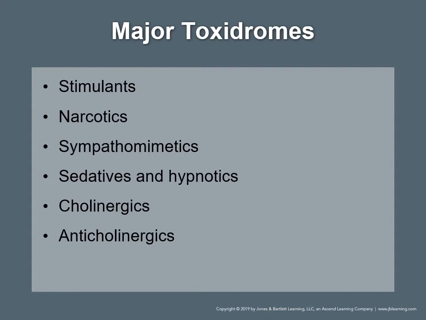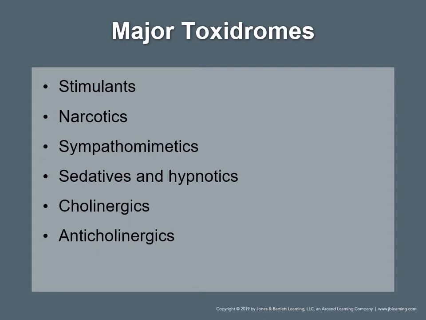Toxidrome, or toxic syndrome, is a syndrome of symptoms like those of a poisonous agent. It is useful for remembering the elements in assessing and managing different substances that fall under the same chemical umbrella. Major toxidromes are produced by stimulants, narcotics, sympathomimetics, sedatives and hypnotics, cholinergics, and anticholinergics.